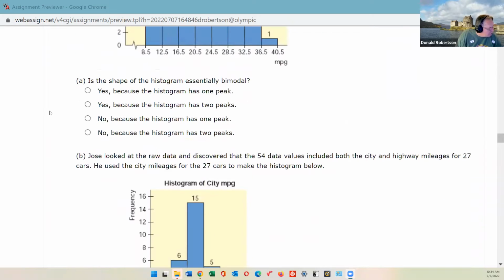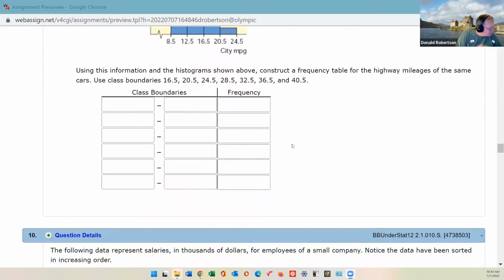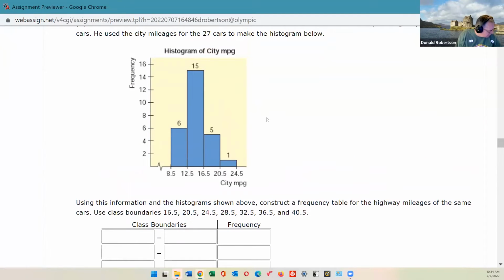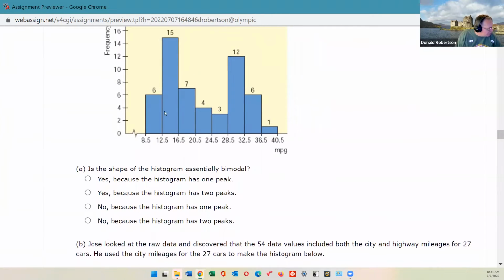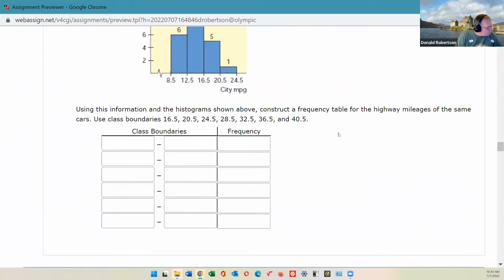Now, what we're going to do now, or at least start to do now, is take the data that you can see here and use it to create one of these frequency tables. So use this information for the histogram shown above. Construct a frequency table for the highway mileage of the same cars. When they're saying above, I originally thought they meant this one, but I believe they actually moved this one. So let's check. 1, 2, 3, 4, 5, 6, 7, 8. 1, 2, 3, 4, 5, 6. Oh.